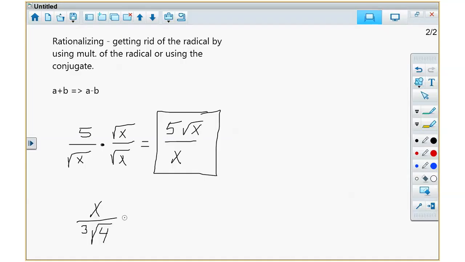Multiply by the cube root of 2 over the cube root of 2. And what will that give you on the bottom? That's interaction. I'm asking y'all, not rhetorical. Cube root of 8, which is 2. Now see, that question right there, a lot of people miss because they multiply by the cube root of 4 over the cube root of 4. So this question, the answer is x times the cube root of 2 over 2.